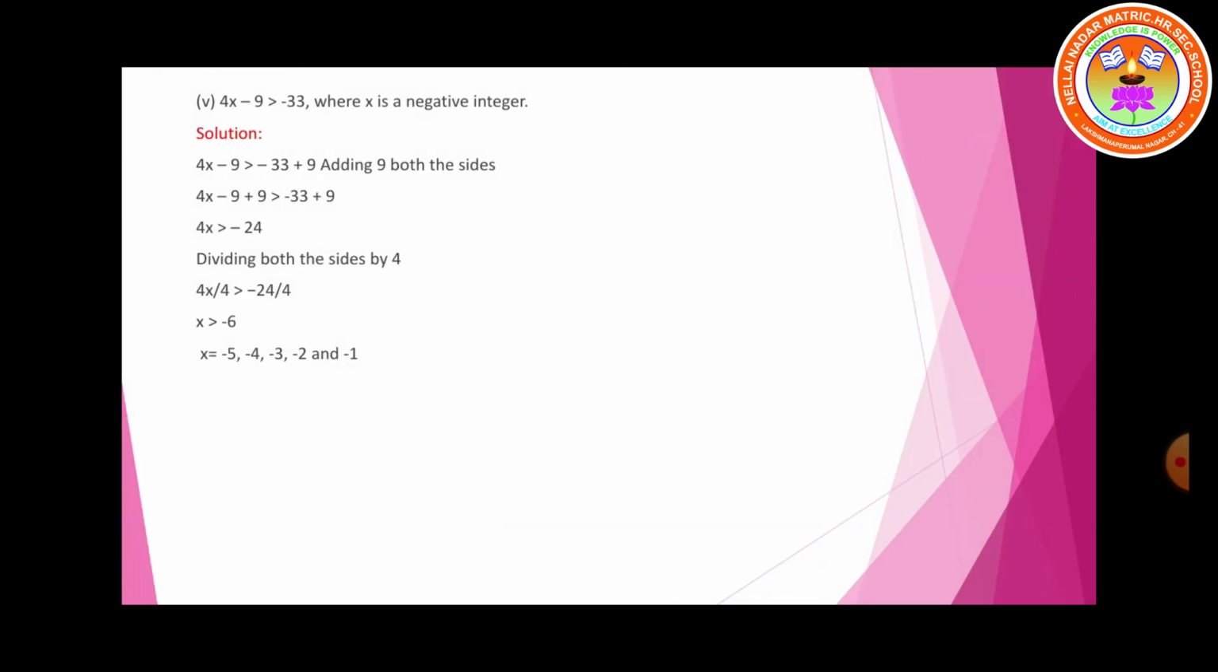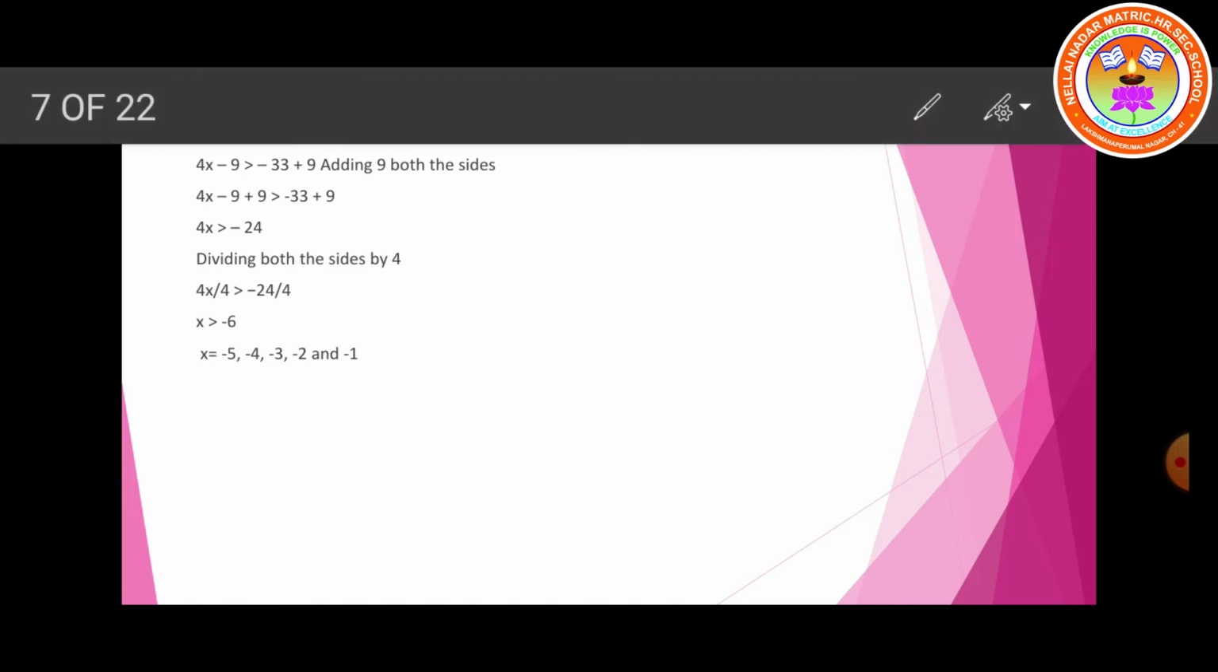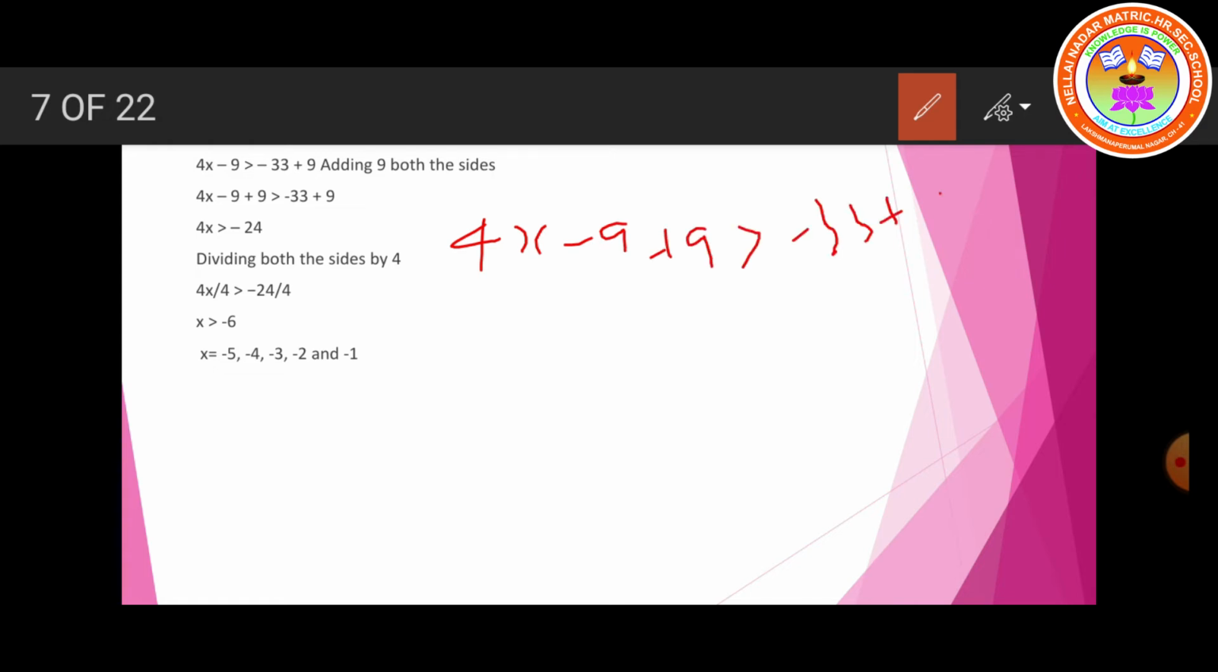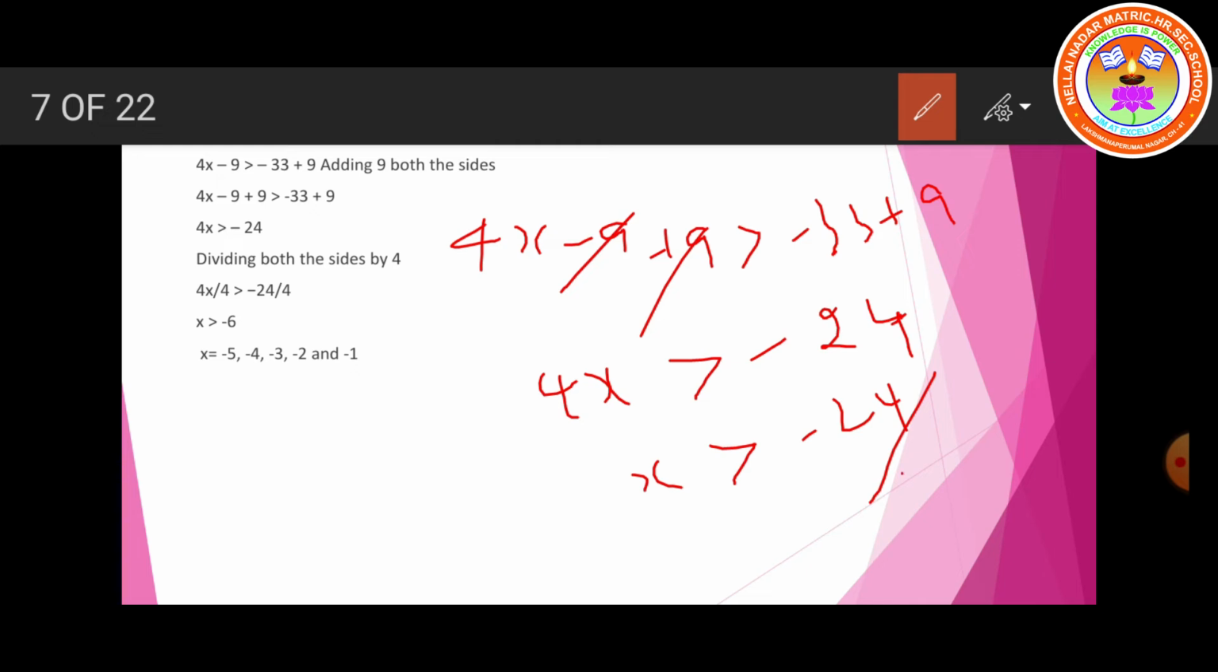4x minus 9 greater than minus 33, where x is a negative integer. Negative integer means the minus numbers only. The first step is adding 9 on both sides. 4x minus 9 plus 9 greater than minus 33 plus 9. The 9 gets cancelled. 4x greater than minus 24. X greater than minus 24 divided by 4. So x greater than minus 6.